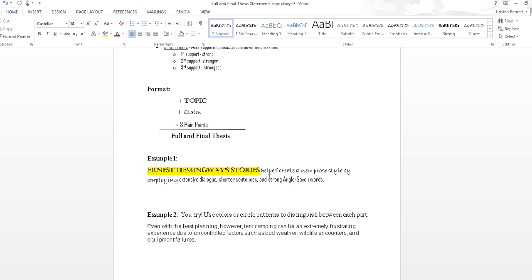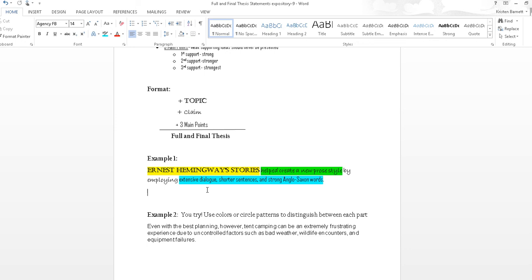And then what is the author trying to claim about that? The author's trying to claim that his stories help create a new prose style, so that they changed that style of writing. And how did they do it? What are the supports to explain how his stories created a new style of writing? This author is going to use extensive dialogue, shorter sentences, and strong Anglo-Saxon words.